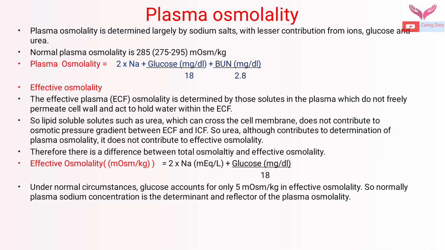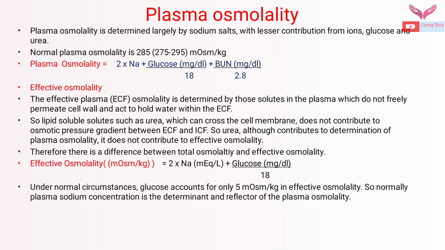Plasma osmolality is determined largely by the sodium salts, and to a lesser extent it has a contribution of other ions, glucose and urea. Normal plasma osmolality is 285, and the range is 275 to 295 milliosmol per kg. The plasma osmolality formula is 2 times sodium, plus glucose in milligram per deciliter divided by 18, plus blood urea nitrogen in milligram per deciliter divided by 28.